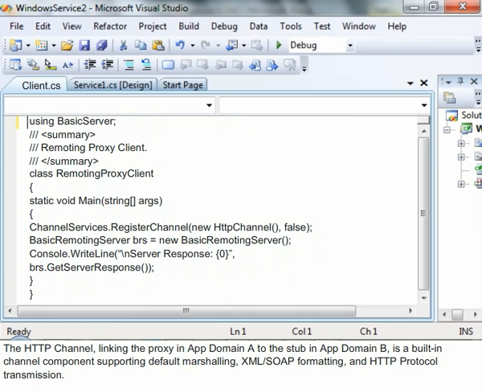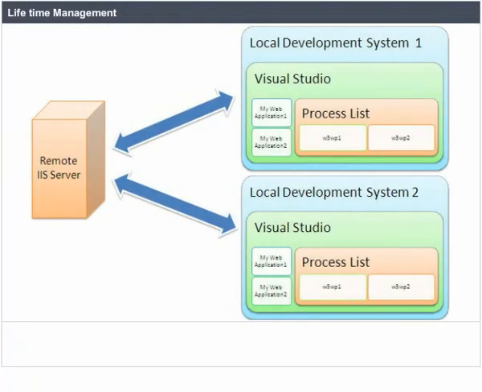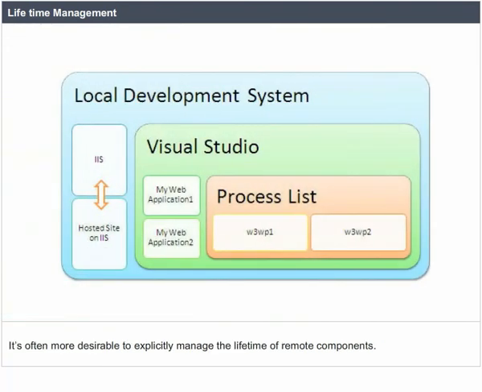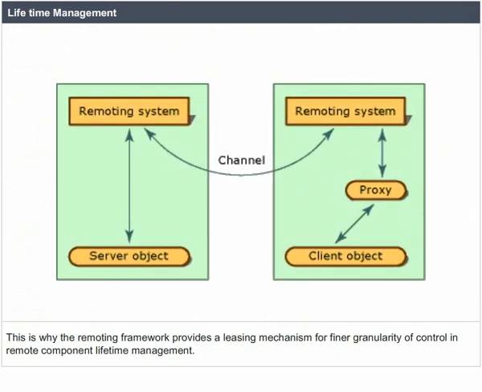Lifetime management. A remote server component exists for a default amount of time and then makes itself available for garbage collection. It's often more desirable to explicitly manage the lifetime of remote components. This is why the remoting framework provides a leasing mechanism for finer granularity of control in remote component lifetime management.